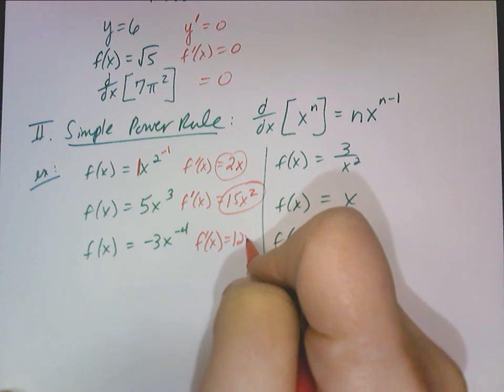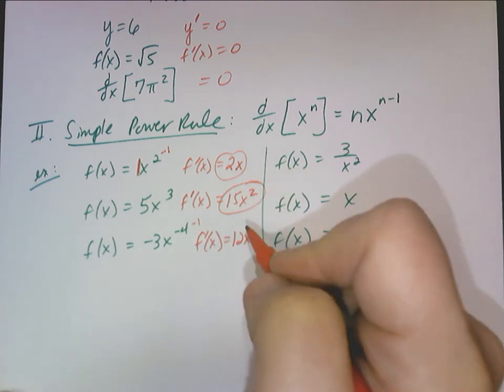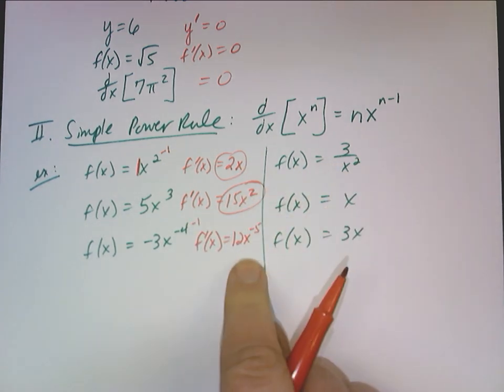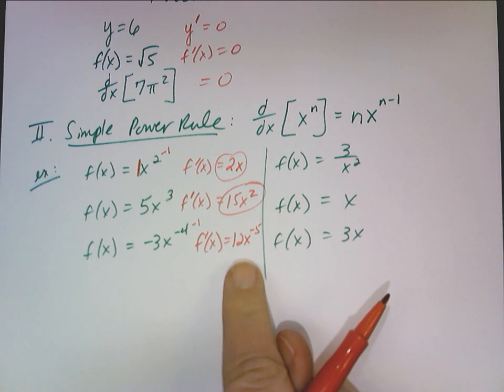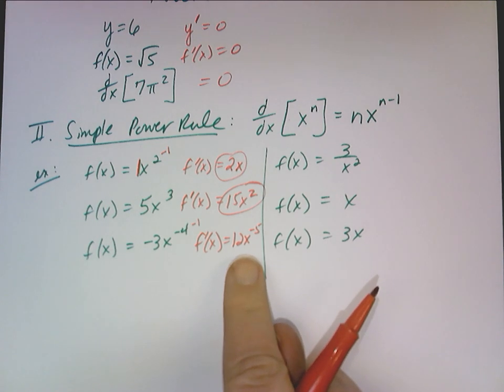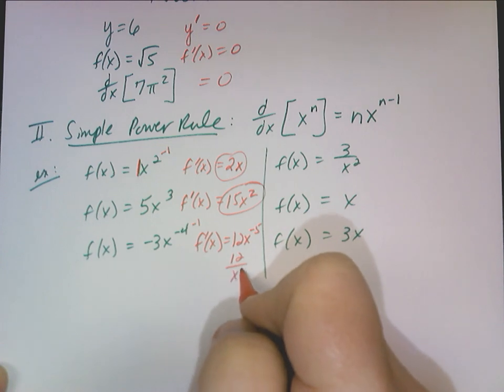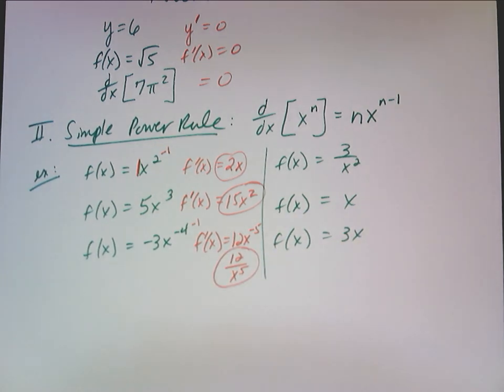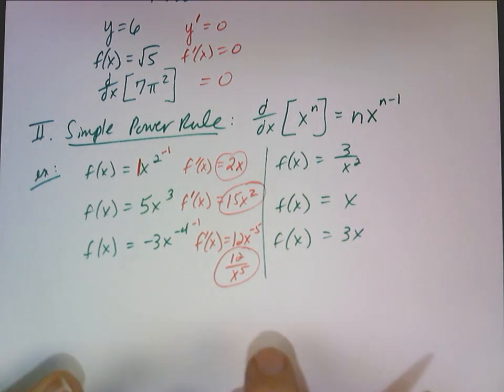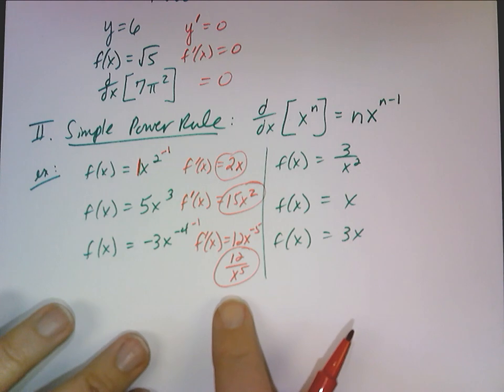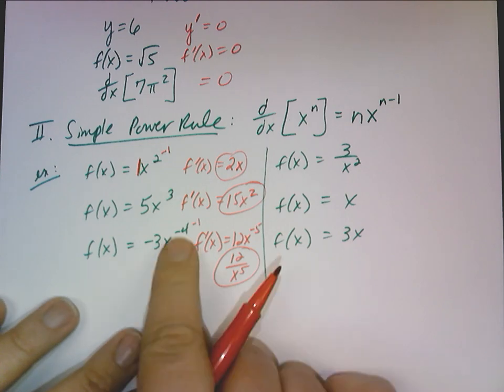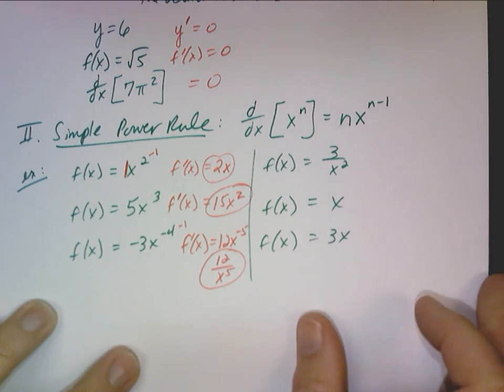Yeah. X to the minus 5 is what? Okay, I will not accept this. You must learn to write your exponents in positive form. So where does that x to the negative 5 belong? Bottom of the fraction. 12 over x to the 5th, okay? Because negative 4 times negative 3. All right?